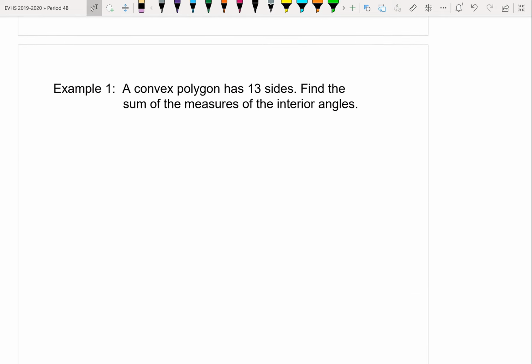All right, a convex polygon has 13 sides. Now, let's see if we can refer back to earlier. What would I call a 13-sided polygon? I'll give you a second to think about that. That is a 13-gon. Yes, we just use the number because it's bigger than 12. Find the sum of the measures of the interior angles. Well, it's going to be n minus 2 times 180, where 13 is n. So we've got 13 minus 2 times 180. So that's 11 times 180.